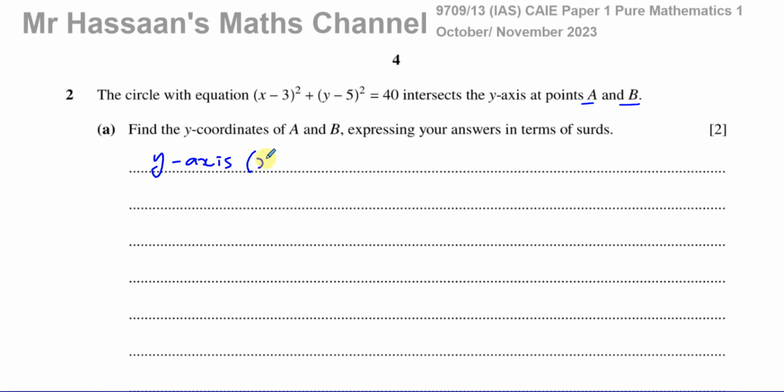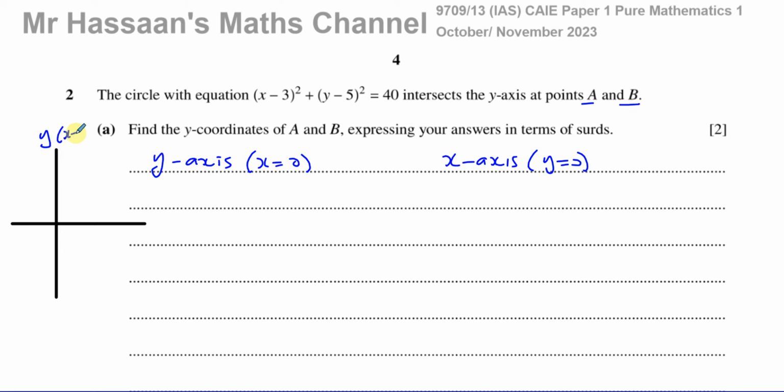when x equals 0. And it hits the x-axis when y equals 0. And the simple reason for this is that the equation of the y-axis is x equals 0. That's the line which is going along the y-axis, x equals 0. And the equation of the x-axis is y equals 0. That horizontal line going through 0 is the y equals 0 line. So on the x-axis, y is 0. On the y-axis, x is 0.